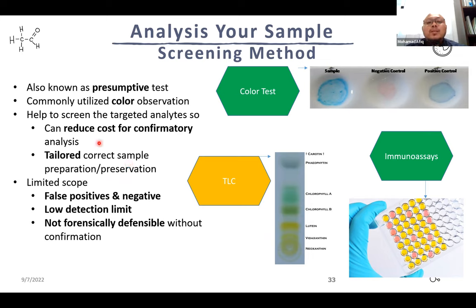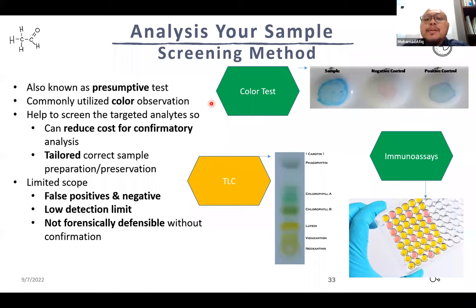By using the presumptive test, you can narrow down what kind of poison you want to detect. For example, after certain screening tests, you know that it falls under heavy metals, not under hydrocarbon type or organic compound of poison. So it can help you reduce cost for confirmatory analysis, because if you want to use confirmatory analysis, you need to use high-end instrument, which is expensive.